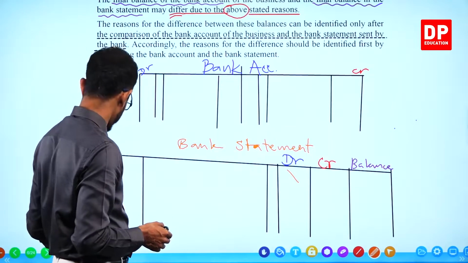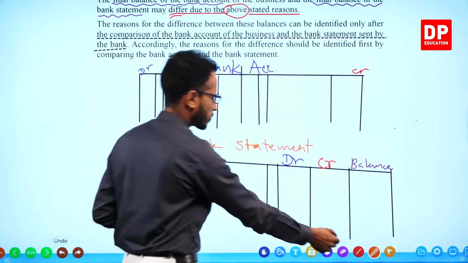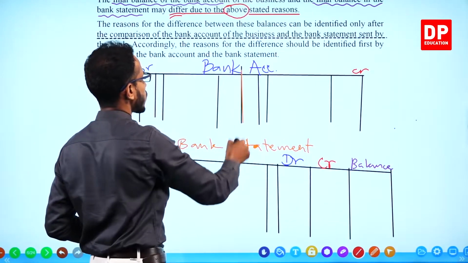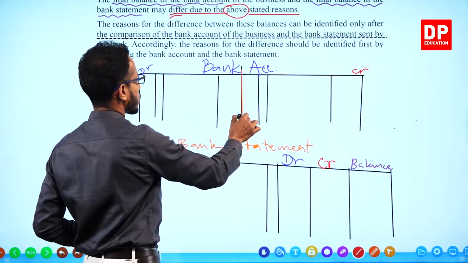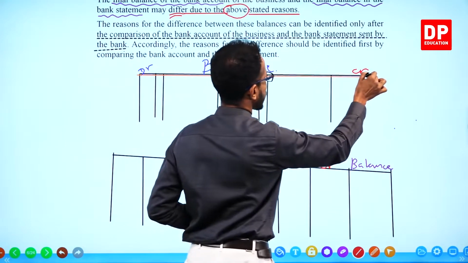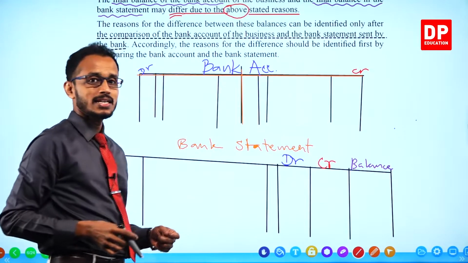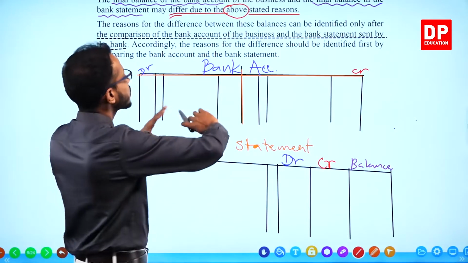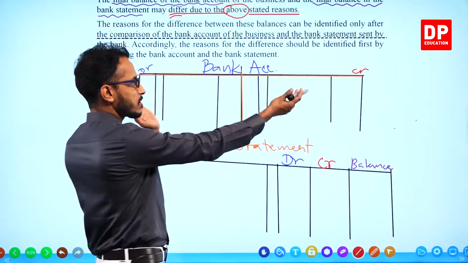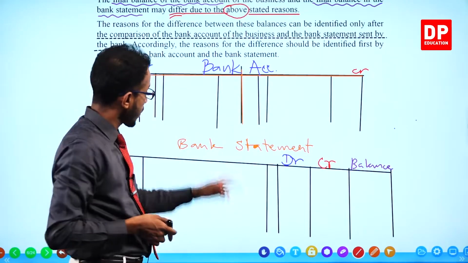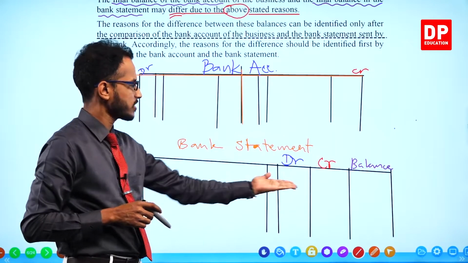This is a little different to our format because our format is a T format. Our bank account is prepared in the T format, separating the two sides, debit side and credit side. But in the bank statement, their format is different, but debit and credit sides are there.